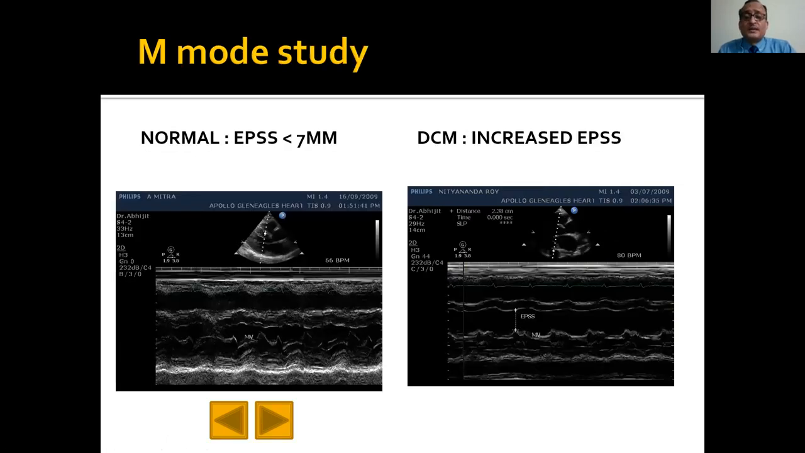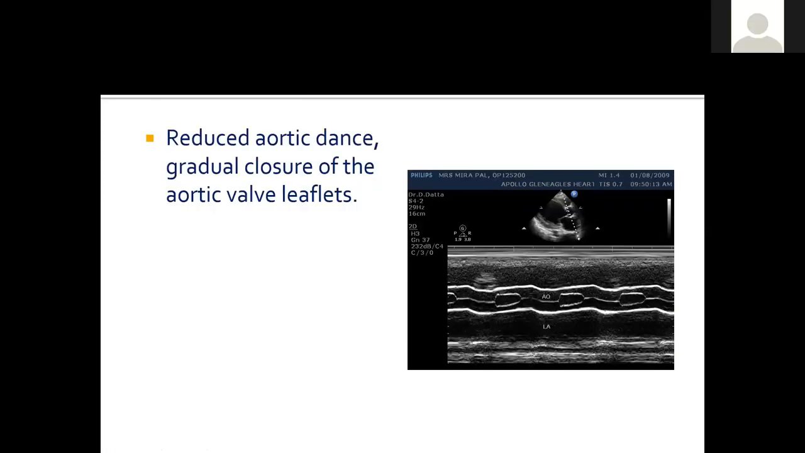M-mode study shows that the E-point septal separation is increased. The upper limit of normal is 7 millimeters. Here, it is more than 7 millimeters. There is reduced aortic root motion and gradual closure of the aortic valve leaflets.